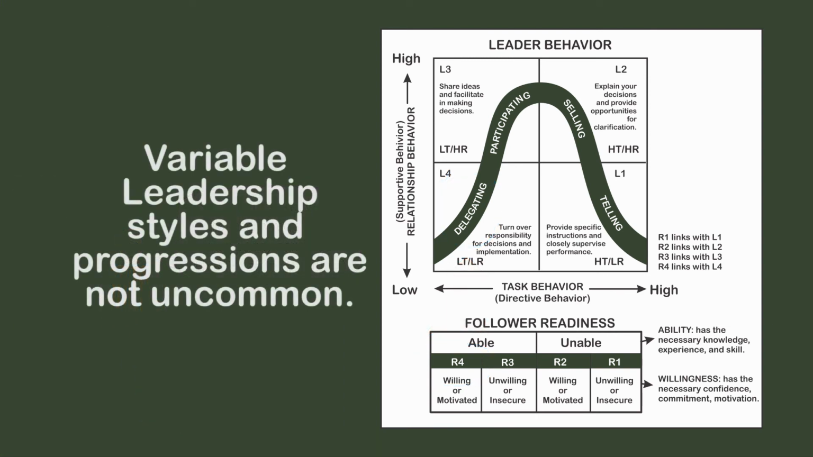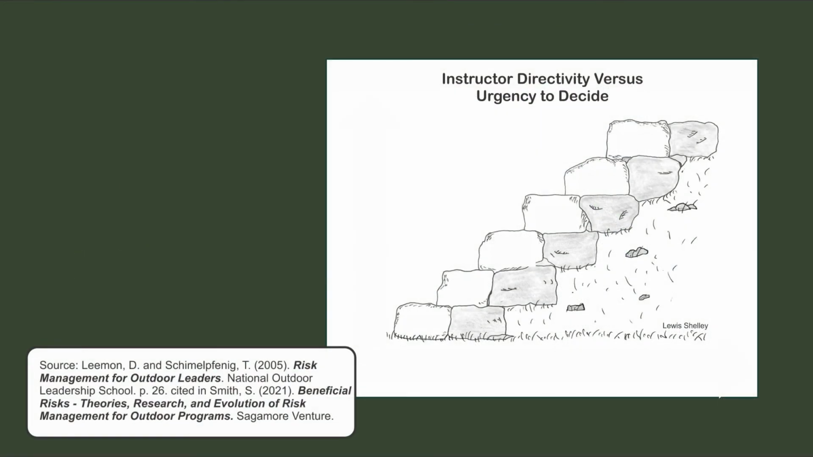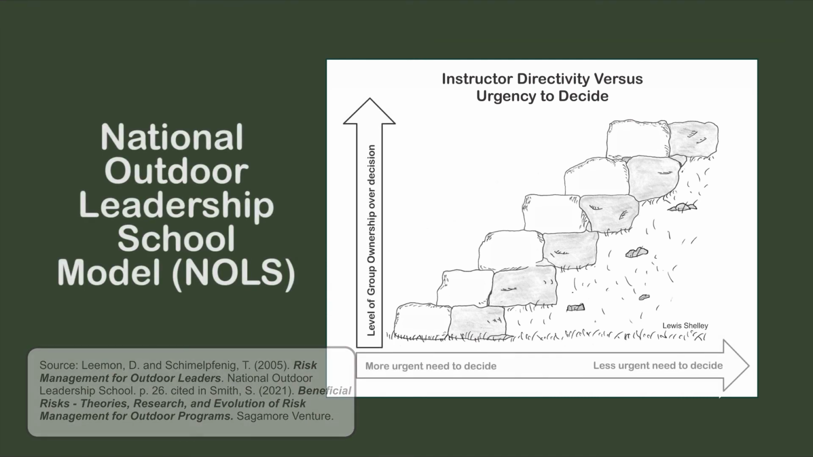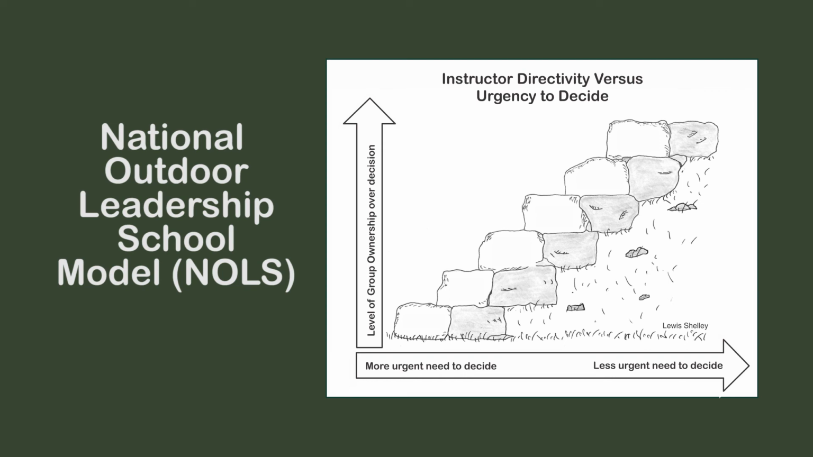The concept of variable leadership styles and progression is not uncommon in the outdoor field. For example, Knowles uses a model relating the instructor's directivity versus the urgency to decide, depicted as a series of steps. As the decision becomes less urgent, it becomes less leader-directed and delegated to the group.